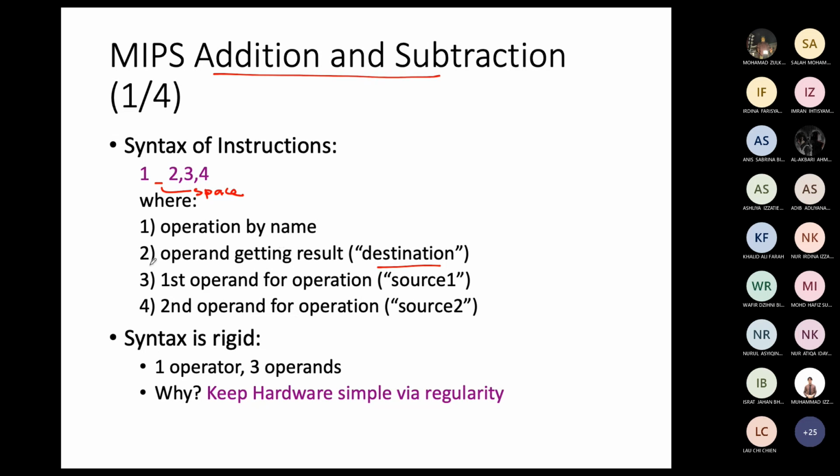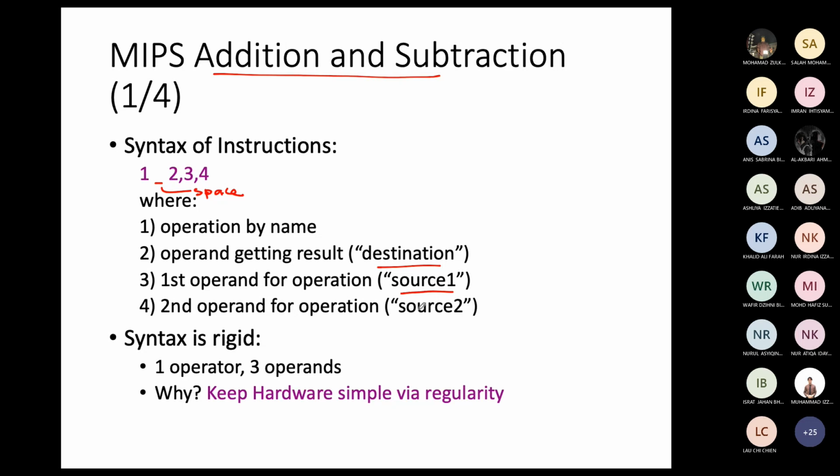And then 3 would become the first operand or first variable that becomes the source. Okay, first source for that operation, add or subtraction. And then 4 here is the second operand for the operation, source 2.